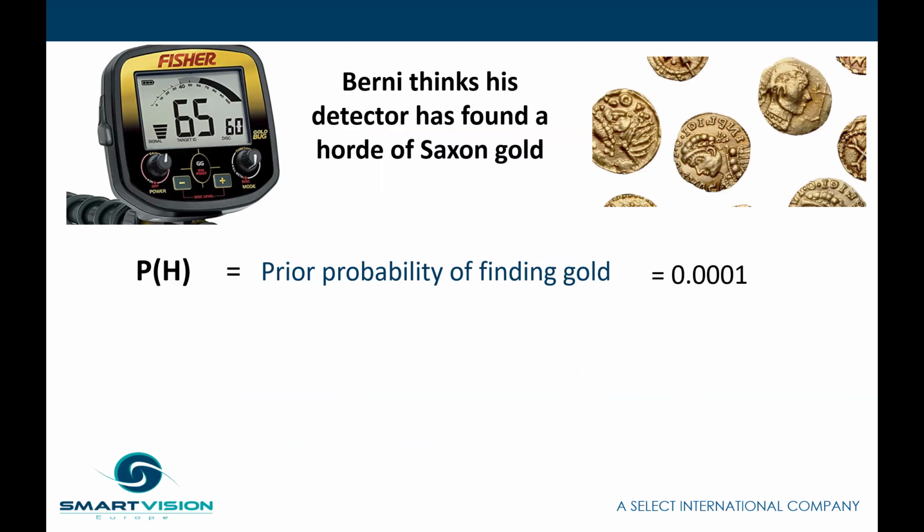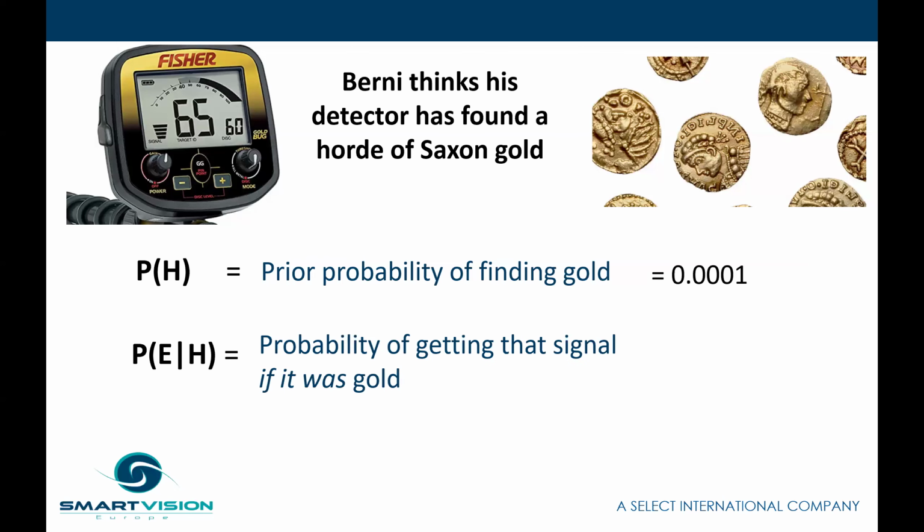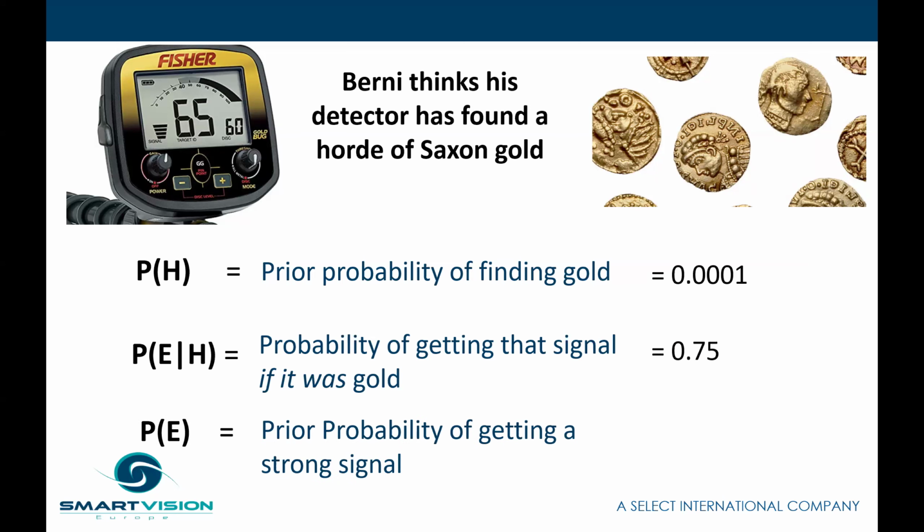It's really, really small. You're not likely to do that on many sessions of going out with your metal detector every weekend or so. The probability of getting that signal if it was gold, because it could be some other really dense metal, could be platinum, could be silver or something like that. Let's say it's 75%. It's a pretty accurate signal. And then the prior probability of getting a strong signal in the first place. Do you get these strong signals all the time when you hit lead pipes and so forth? Let's say you don't, because it's a really unusual signal, and he's really excited about it.